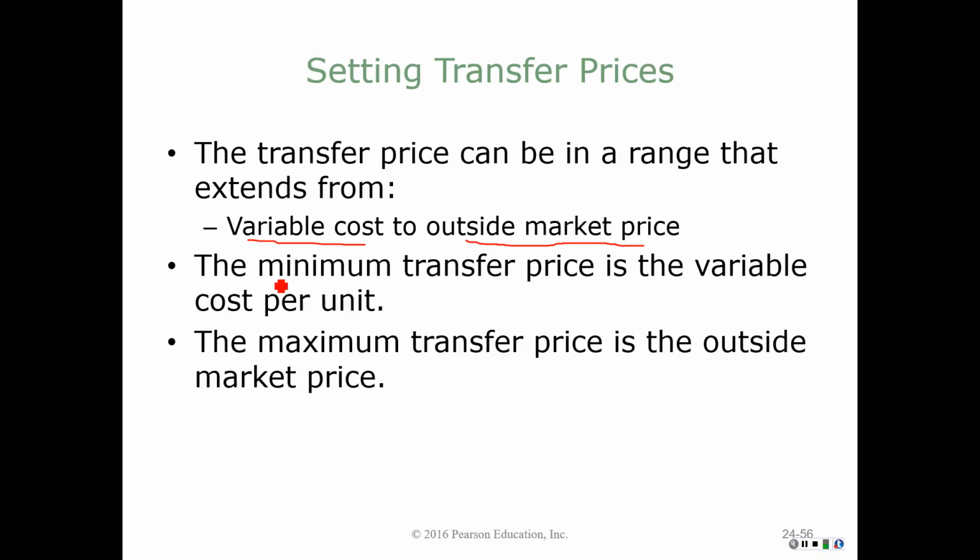The minimum price would be, what is your variable cost per unit? Bill that to your existing division. The maximum price would be, well, what am I selling it for? If I'm manufacturing that same part for someone else outside in the marketplace, what do I sell it to them for? That is my outside market price, and that is also an option for transferring a part or a product to another division.